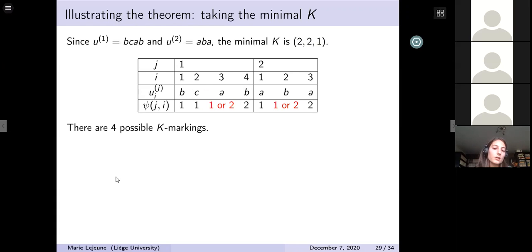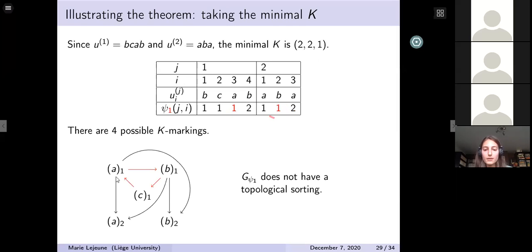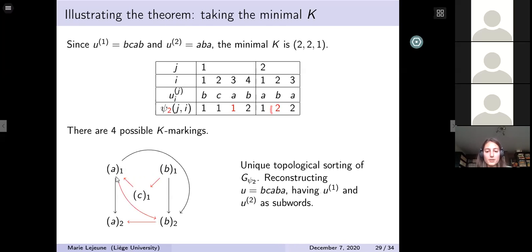And if I look at all these K markings, I'm obliged to put a 1 below the C. I'm obliged to put B1, B2, and here A1, A2. So I have 4 possibilities, 1 or 2 here that can be combined with 1 or 2 here. So let's look at the 4 possibilities. If I take 1 and 1, I have this associated graph. This graph has a cycle, so it doesn't have any topological sorting. Okay, next K marking, I put the 2 here.